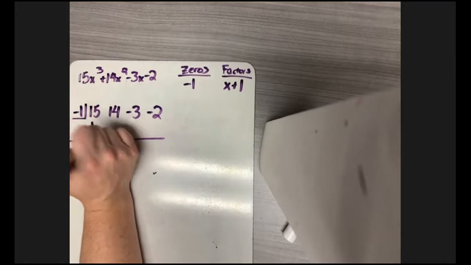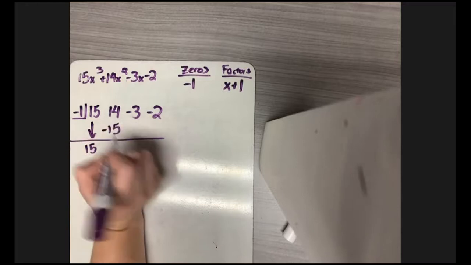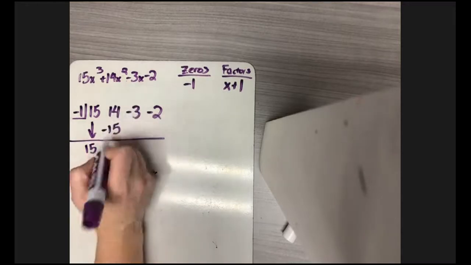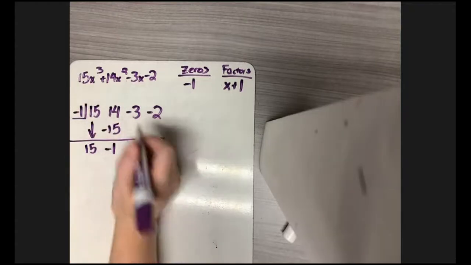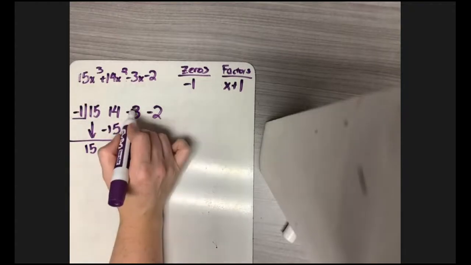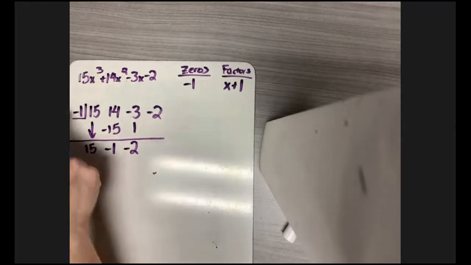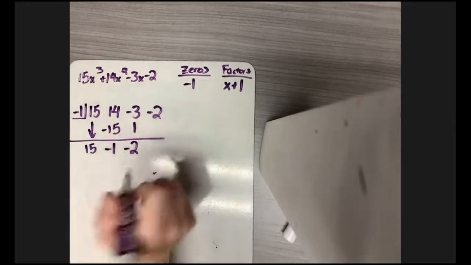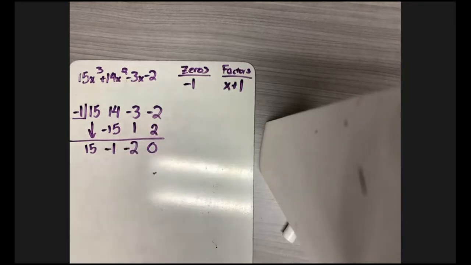So here we go. I'll drop my 15 through. Negative 1 times 15 is negative 15. 14 plus negative 15 is negative 1. Negative 1 times negative 1 is positive 1. Negative 3 plus 1 is negative 2. Negative 1 times negative 2 is positive 2. Negative 2 plus 2 is 0.